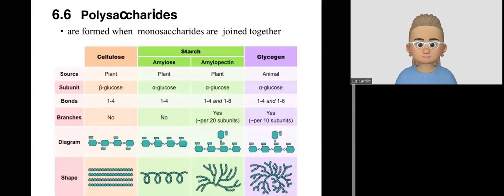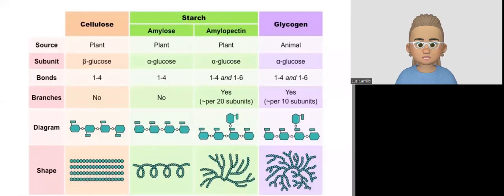What are their features in terms of the structure? You can see that most of these polysaccharides are found in plants, with the exception of glycogen, which is found in animals. As I just mentioned, they are made out of glucose molecules. You can observe that cellulose is the only one that is made out of beta glucose.